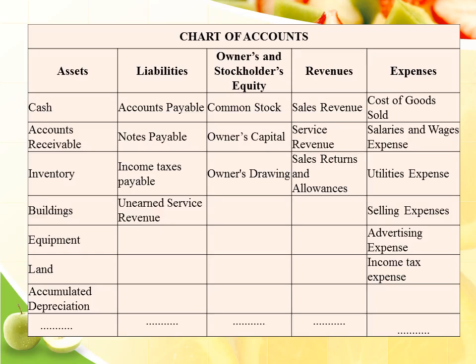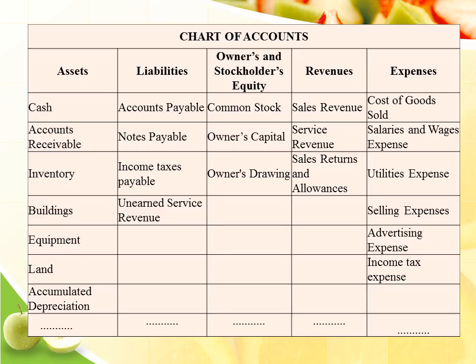Owners and stockholders' equity. We have owner's capital account, owner's drawing account, and owner's drawing is also a special account. Revenues. We have sales revenue or service revenue or sales returns and allowances. And expense accounts consist of cost of goods sold, salaries and wages expenses, selling expenses, advertising expenses, and other expense accounts.